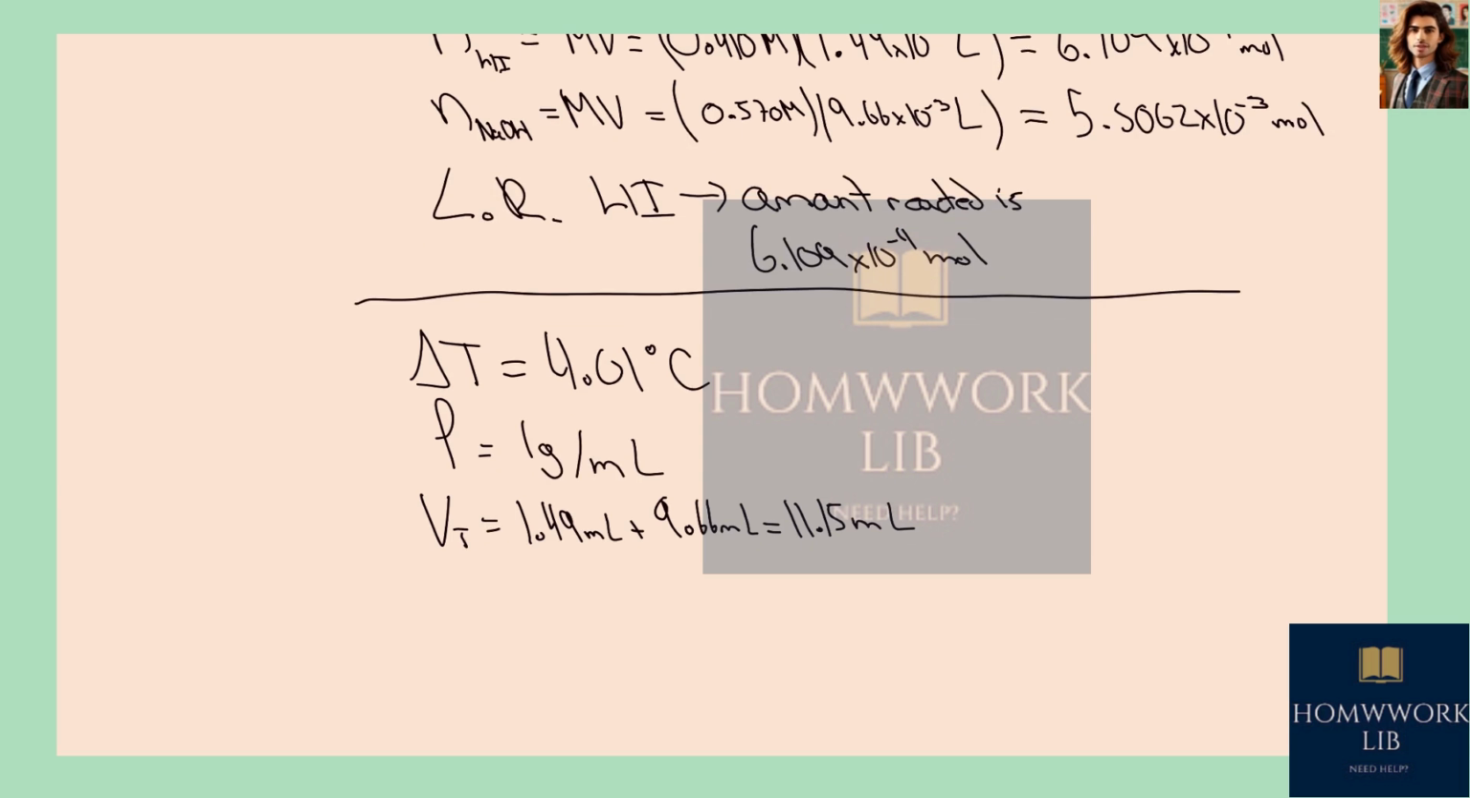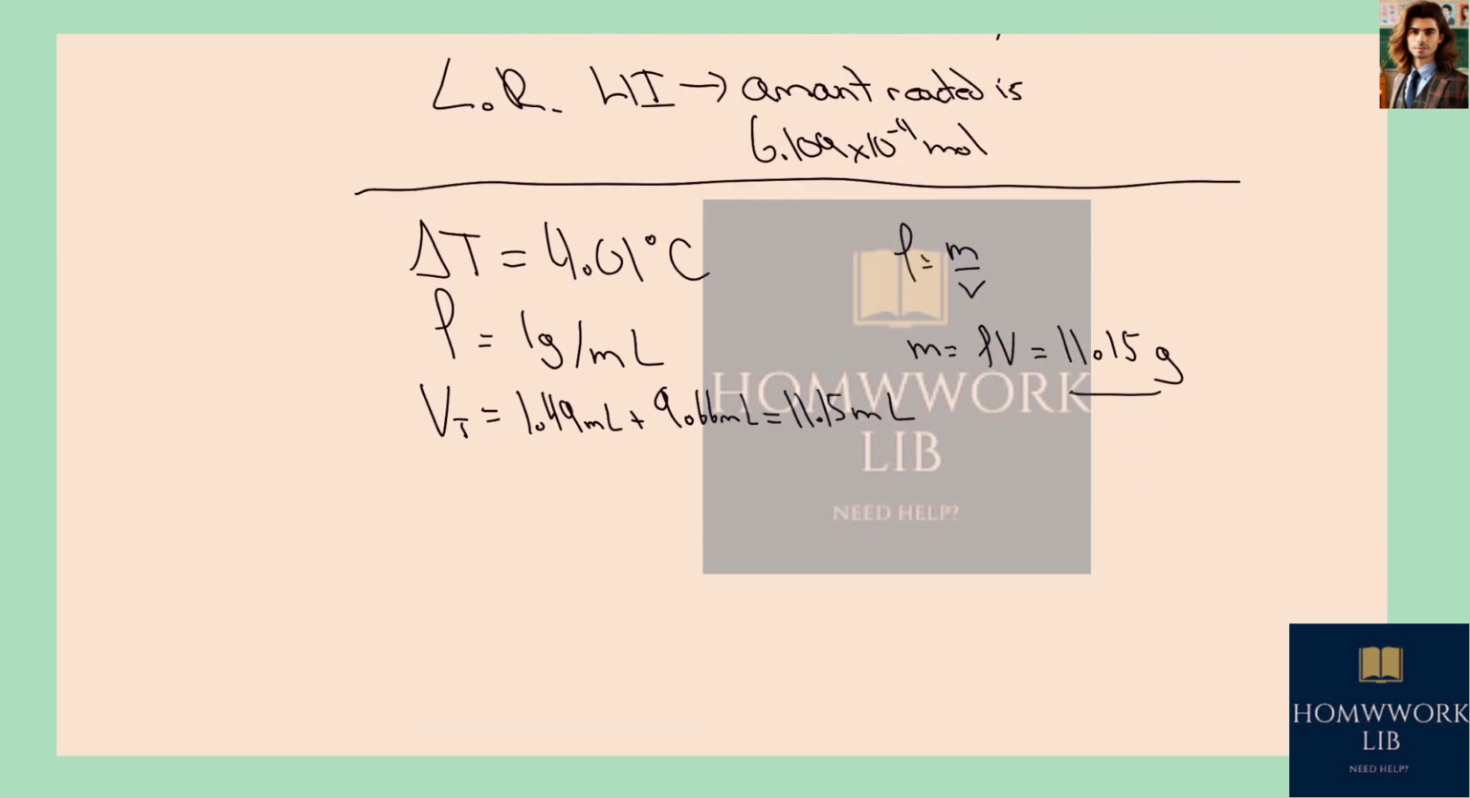So we can now directly get the mass. Recall that density is equal to mass divided by volume. So mass is equal to density times volume. The density is equal to 1, and we're going to get 115 grams of solution. Perfect.